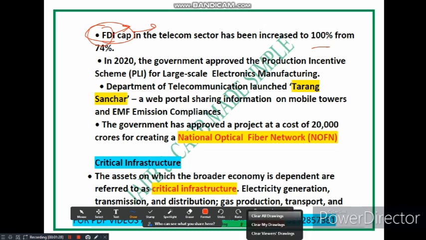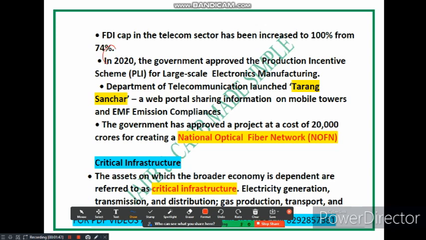So let's take an example. A foreign company can now invest in an entire Indian telecom company without any restriction on their ownership percentage. So there is no restriction on the ownership percentage. It can invest in an entire Indian telecom company without any restriction.